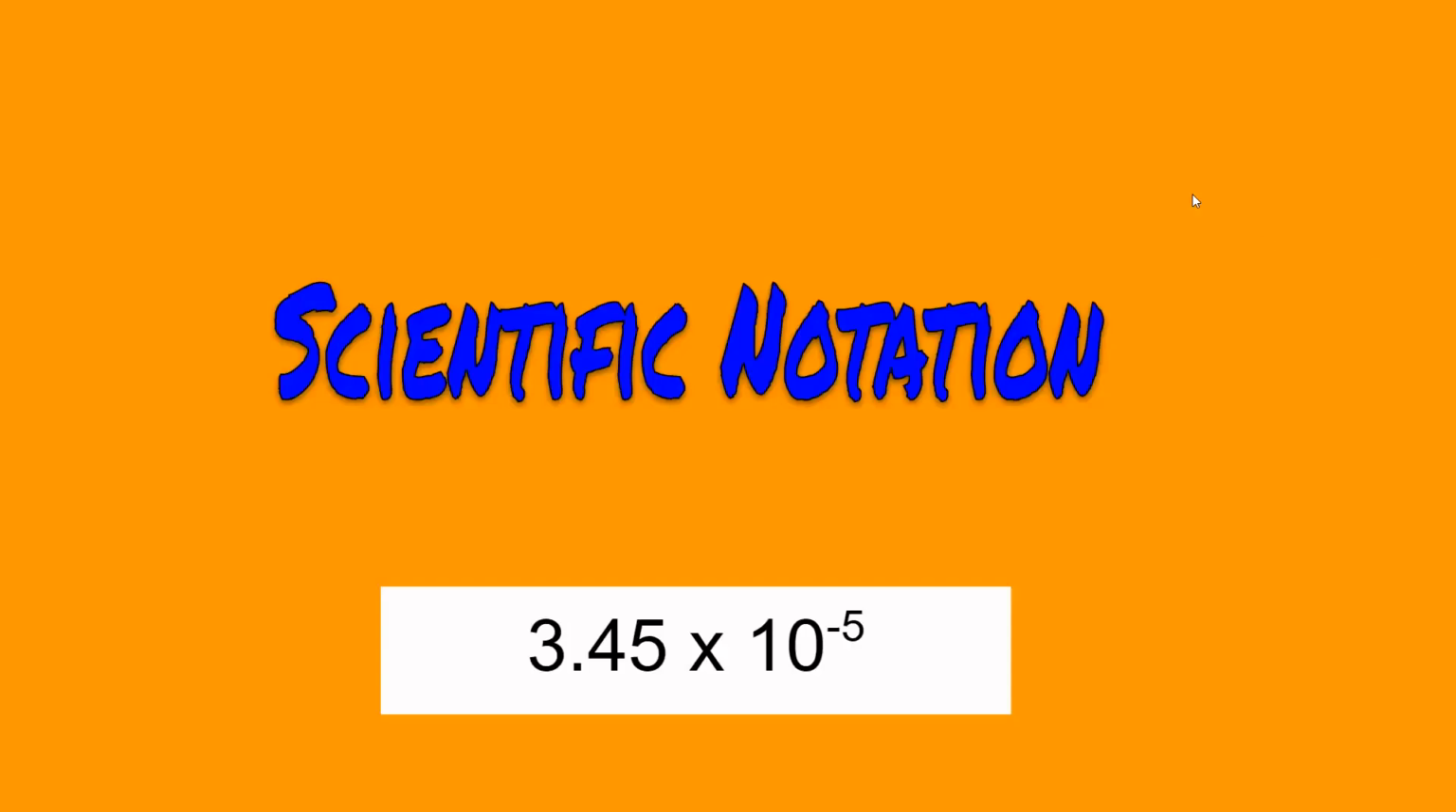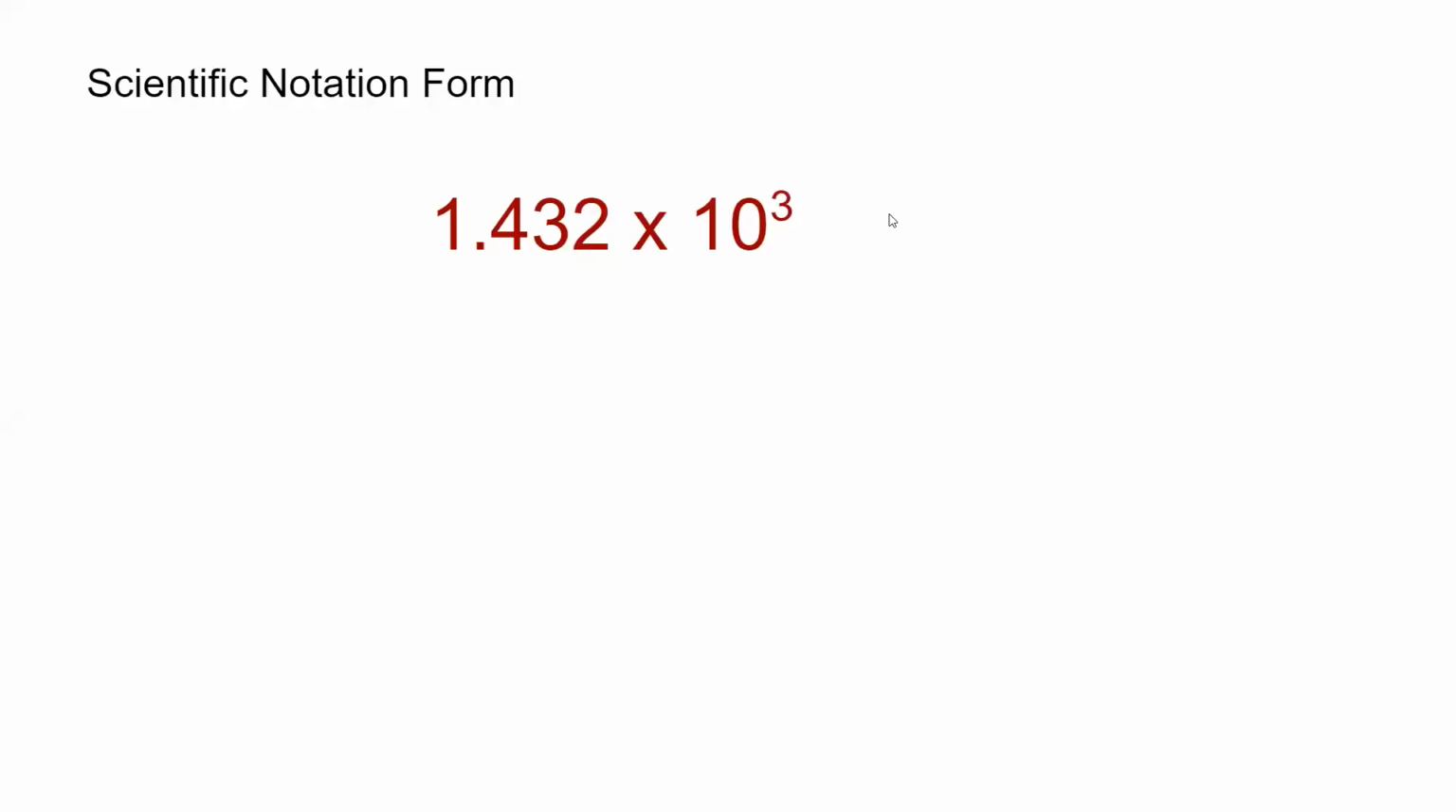In this video, I'm going to talk about scientific notation. Scientific notation is just a more convenient way of communicating really small or really large numbers. Here's an example: 1.432 times 10 to the third.